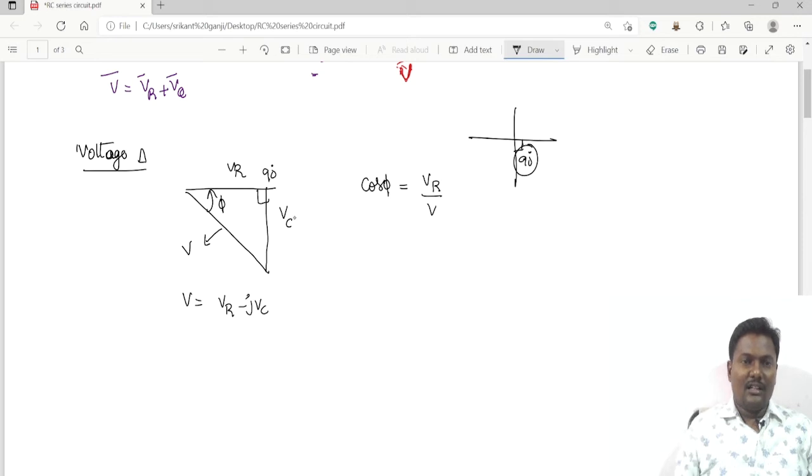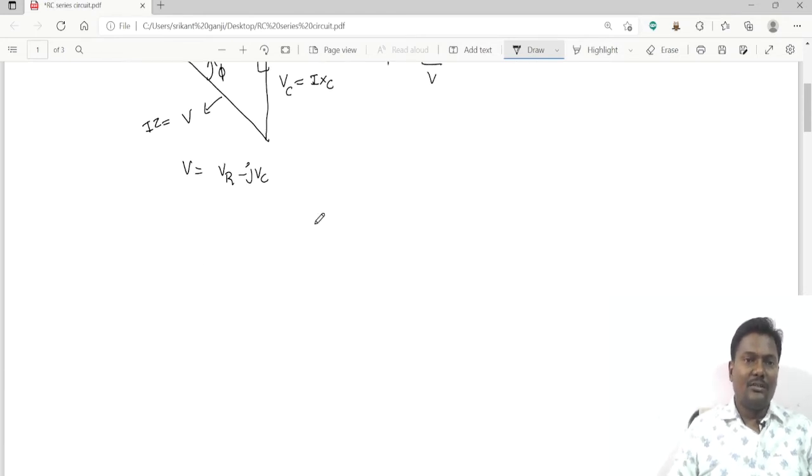Or you can write VC is equal to I into XC, V is equal to I into Z, and VR is equal to I into R. The property of the impedance is that it opposes the alternating nature of the current. And if you want to find the magnitude of the voltage, V is equal to the square root of VR square plus VC square, and the angle phi is equal to tan inverse of the imaginary part, minus VC divided by VR.